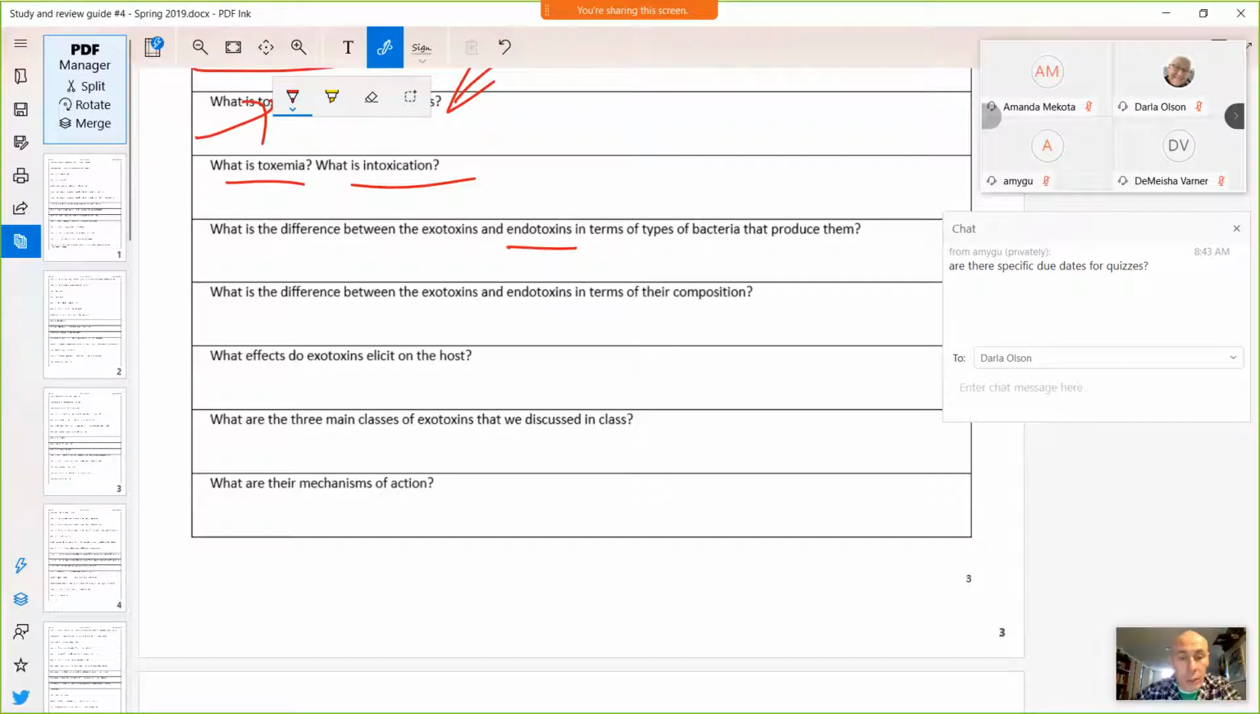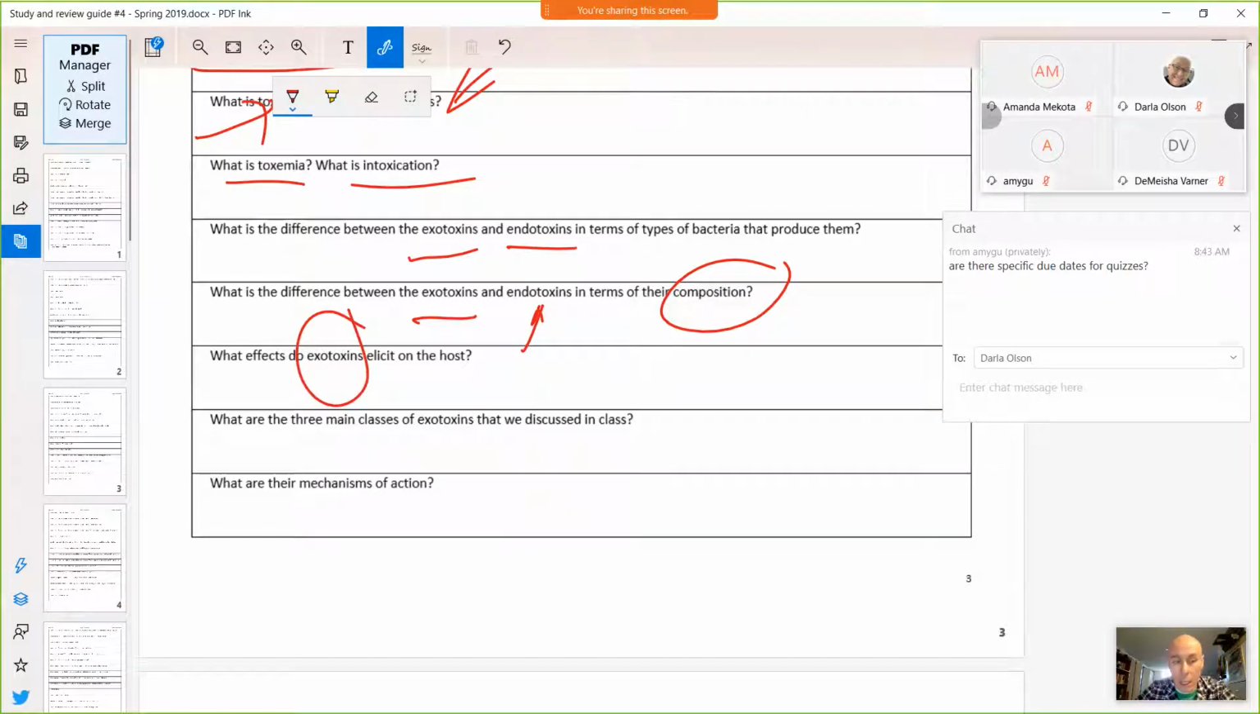Endotoxins, only gram negatives. Those endotoxins are the molecules, LPS, lipopolysaccharide molecules, that are found in the outer membrane of gram-negative microorganisms. Exotoxins can be produced by both gram-negatives and gram-positives. In terms of the composition, endotoxins are lipopolysaccharide. Exotoxins are usually proteins.